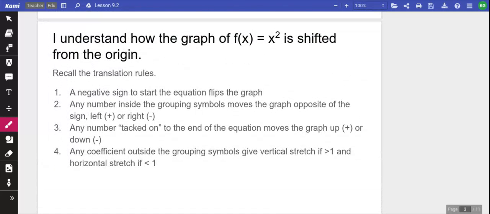So for our quadratics, our original equation of f of x equals x squared is a parabola shape that starts at the origin and is perfectly symmetrical on either side of the y-axis.